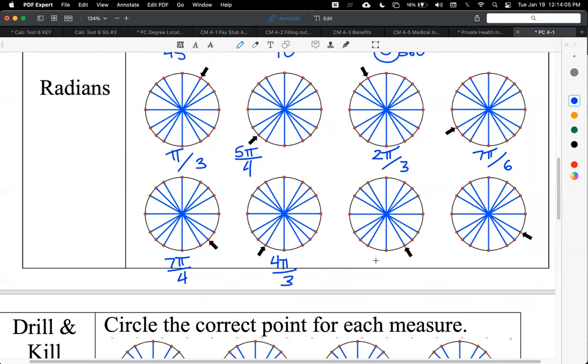Beverly? 5 pi over 3, good. And last one on the front side. Leo? 11 pi over 6.